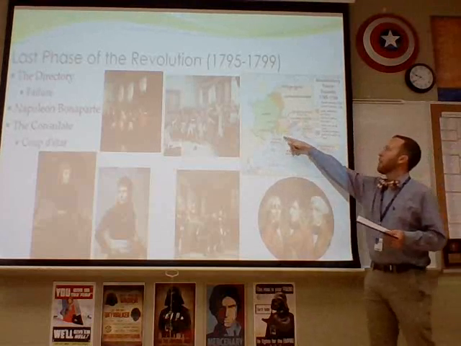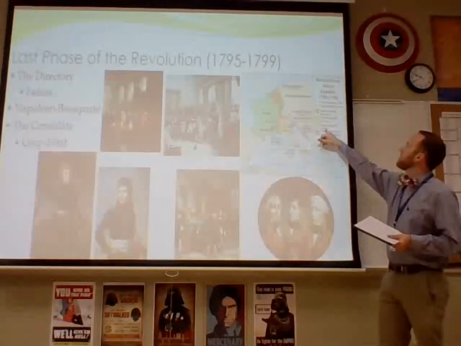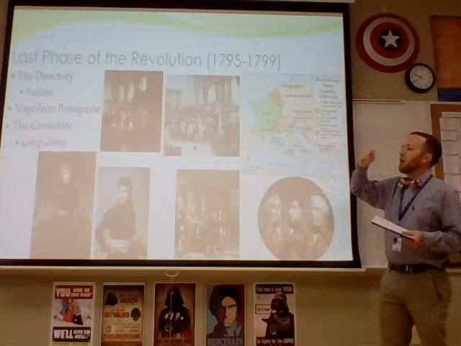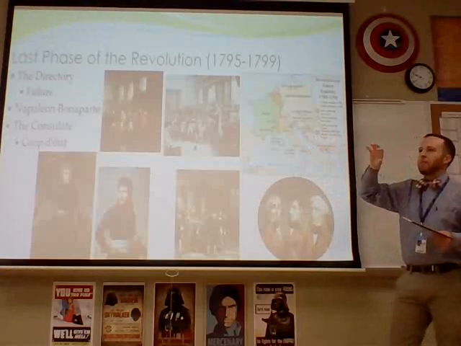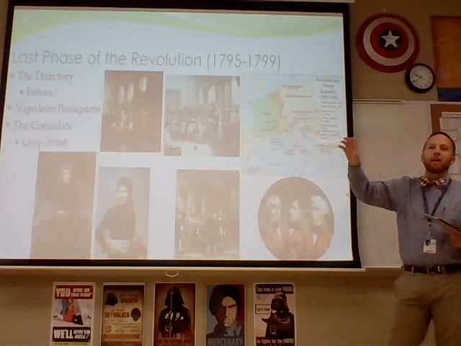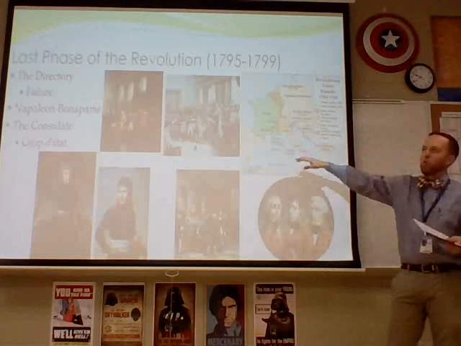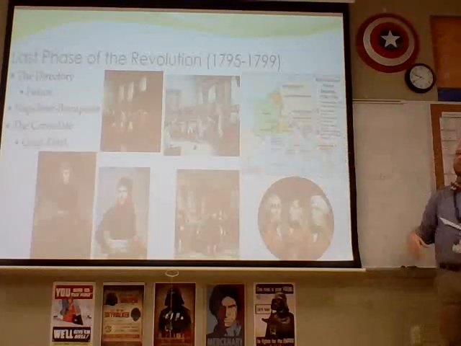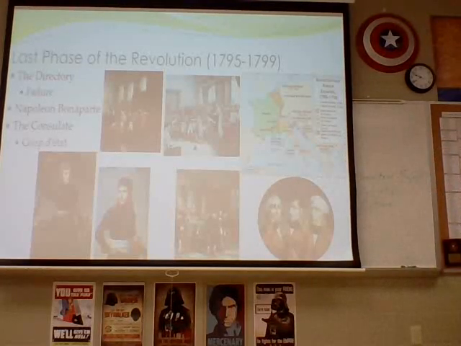Areas in yellow are occupied by France, and then these other areas are not controlled by France directly, but basically set up to be controlled. They put the governments in charge of those areas, mostly the Italy area. So all these areas are where Napoleon's been fighting this whole time, expanding France's influence and control inside of Europe.